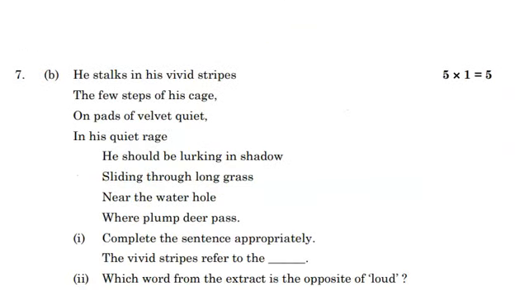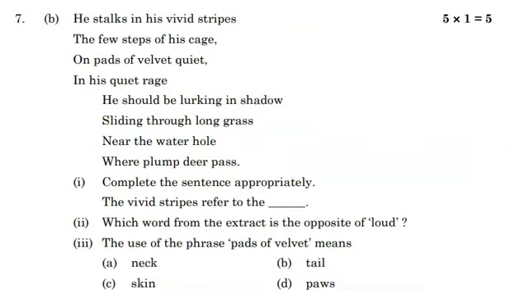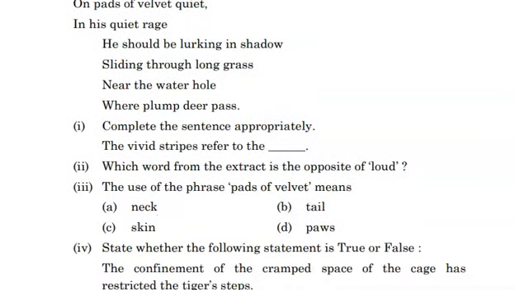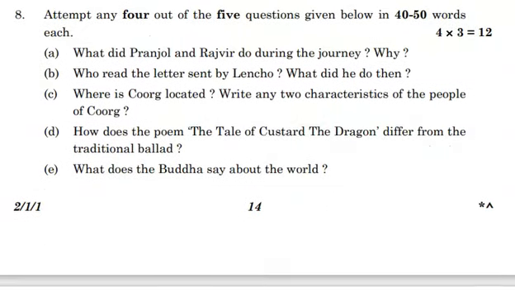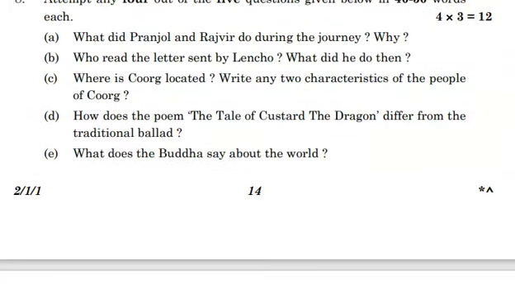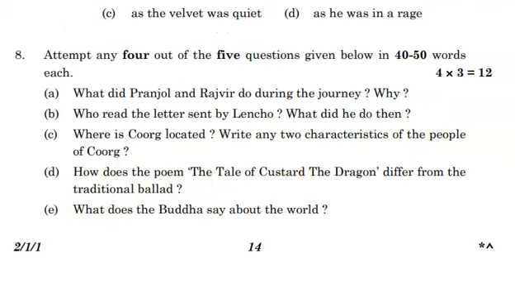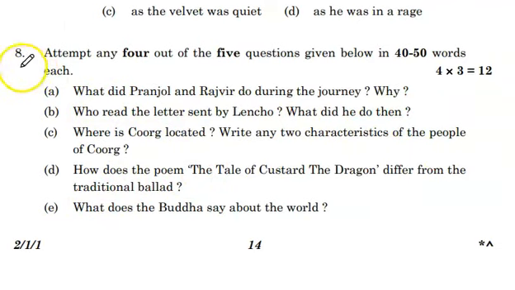This extract is your assignment. You pause the video, do it, and you can check your answer if you want. Now let me take you to short answer type questions. Now let us begin discussion of question number 8. Attempt any 4 out of the 5 questions given below in 40 to 50 words each. So here you have been given 5 questions, A to E, out of which you have to answer any 4.